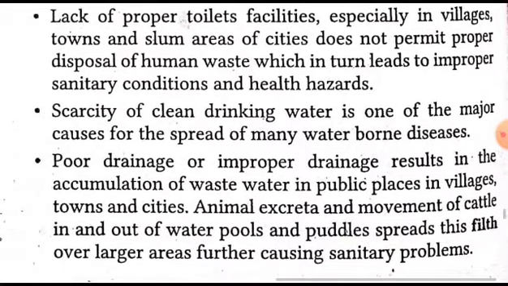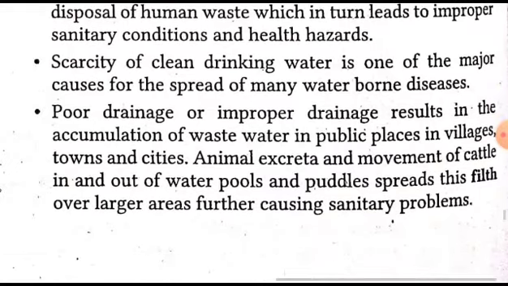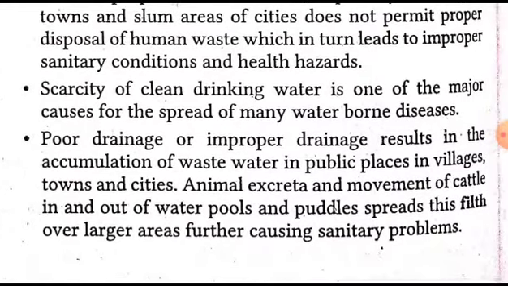Lack of proper toilet facilities, especially in villages, towns, and slum areas of cities, does not permit proper disposal of human waste, which in turn leads to improper sanitary conditions and health hazards. Scarcity of clean drinking water is one of the major causes of the spread of many waterborne diseases. Poor or improper drainage results in the accumulation of wastewater in public places in villages, towns, and cities. Animal excreta and movement of cattle in and out of water pools and puddles spread this filth over larger areas, further causing sanitary problems.